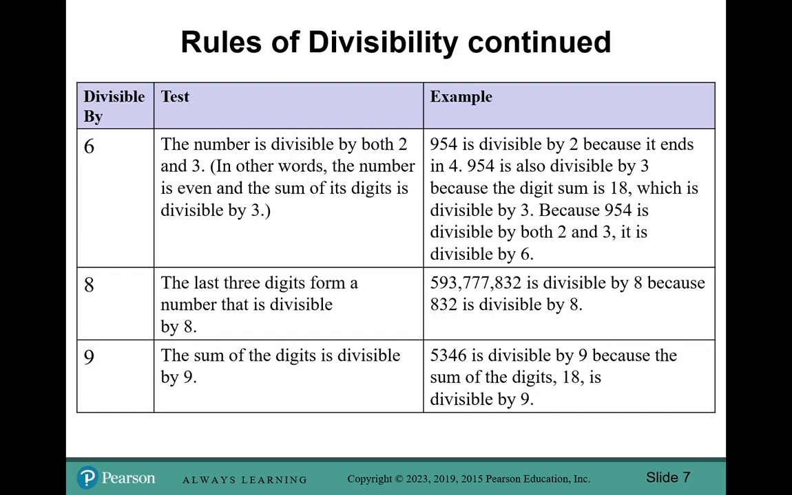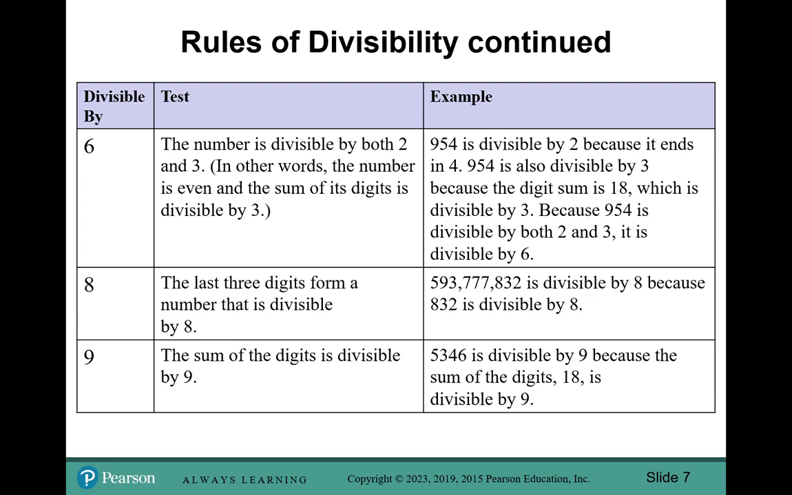Divisibility by 6: the number is divisible by both 2 and 3. In other words, the number is even and the sum of its digits is divisible by 3. So 954 is divisible by 2 because it ends in the 4. And 954 is also divisible by 3 because its digit sum is 18. 9 plus 5 plus 4 sums to 18, which is divisible by 3. So because 954 is divisible by both 2 and 3, it is therefore divisible by 6. This should make sense because 2 times 3 is 6. So if it meets both the 2 and the 3 criteria, it is then divisible by 6.